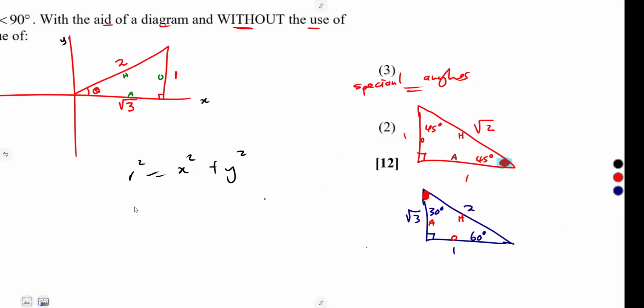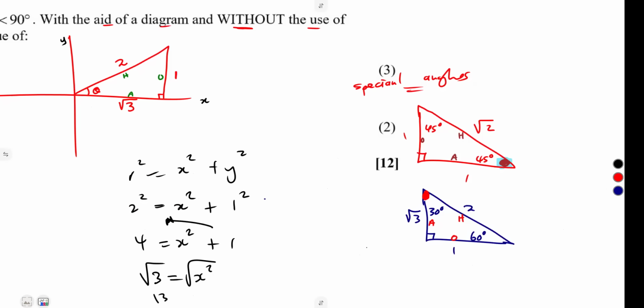So meaning to say your r is 2, 2 squared is equal to x. You want to calculate x plus y squared. All right, so 4 is equal to x squared plus 1. That's to the other side is going to be a 3. 4 minus 1, that's 3, equal to x squared. Introduce the square root on both sides. So square root of 3 is equal to x. So as you can see, that's the x value, square root of 3.